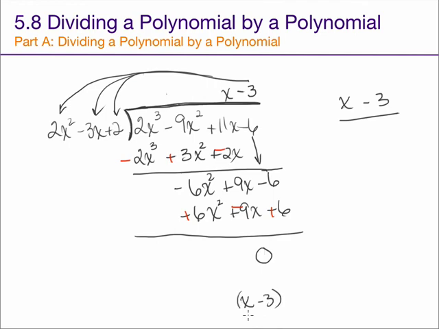X minus 3 times 2x squared minus 3x plus 2 equals 2x cubed minus 9x squared plus 11x minus 6. If you don't believe me, try distribution on this, and you'll get this answer. As I said, this was just a demonstration. You won't see problems like this quarter.